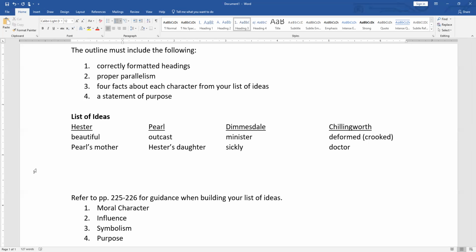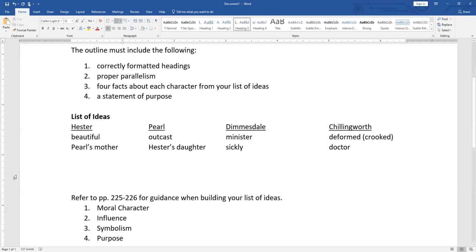your statement of purpose is essentially that: my purpose is to describe the four main characters of the Scarlet Letter. That's pretty much all you would need. It doesn't need to be a lot, but it has to be included with your outline. And then make sure that everything in your outline does what your statement of purpose says you're going to do.